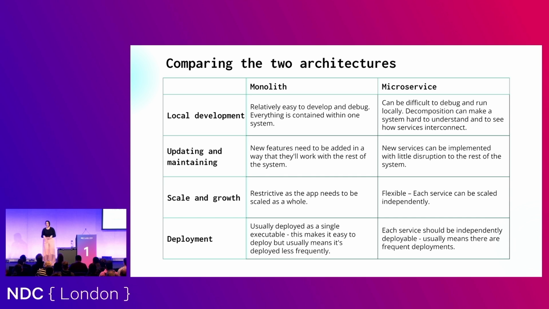Okay, so if we compare the two architectures, this kind of makes them look like black and white. We have the ease of development with the monolith. I've already said that microservices are difficult. We'll talk later about how that might be getting easier. Updating and maintaining, everything's easier in a microservice, isn't it? Because it's all encapsulated. You're not having to tease through all your code. The monolith is restrictive. You can't scale it.